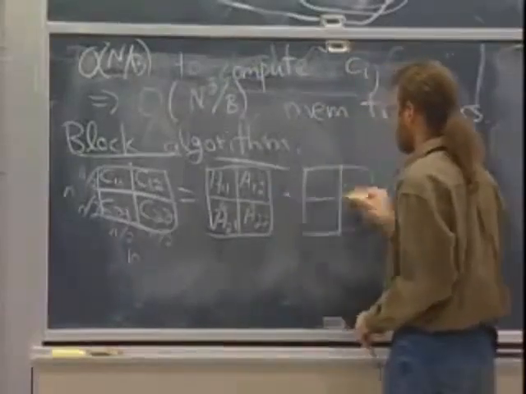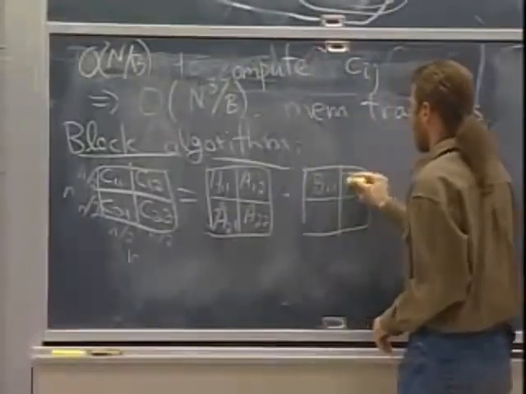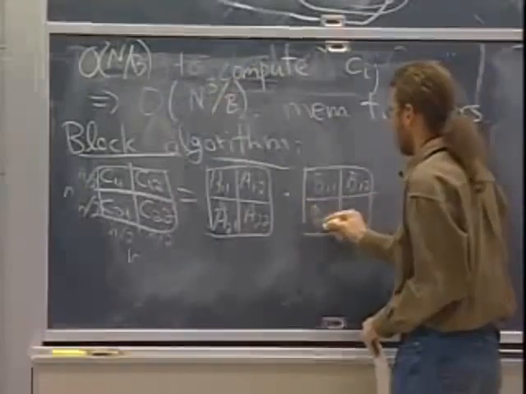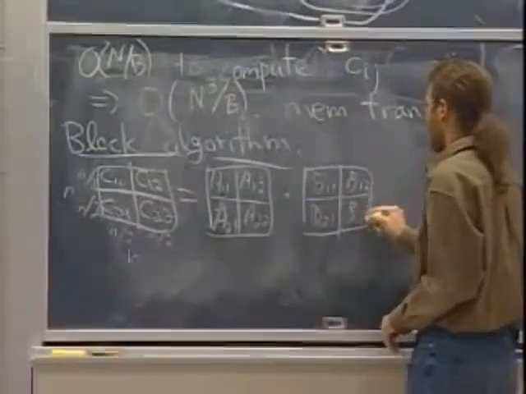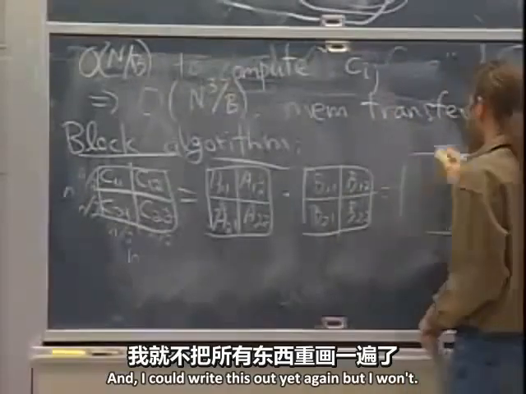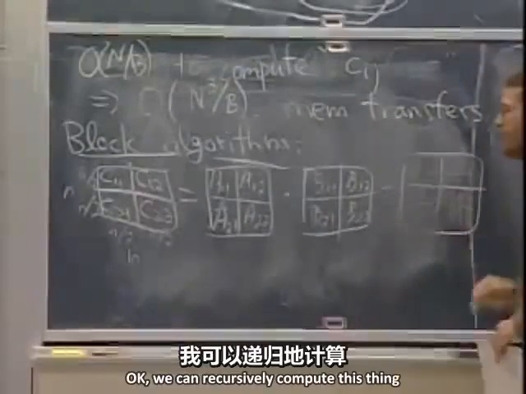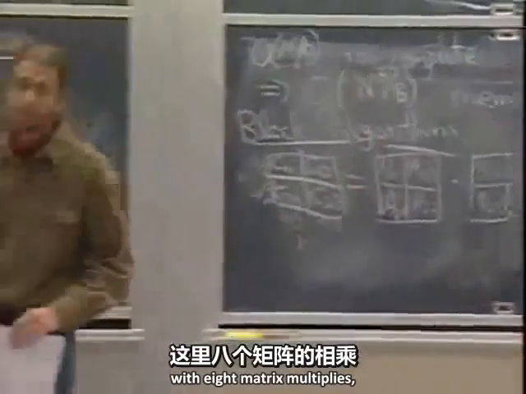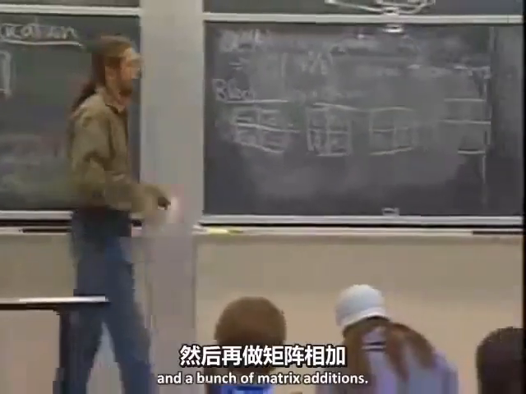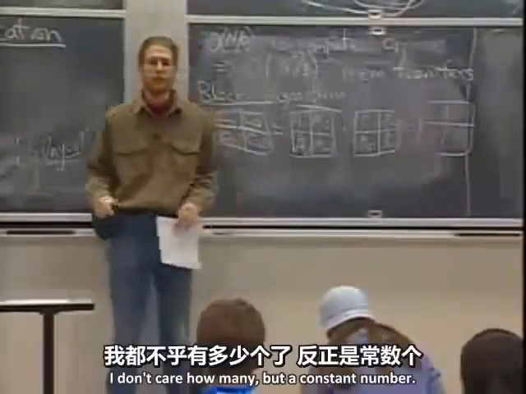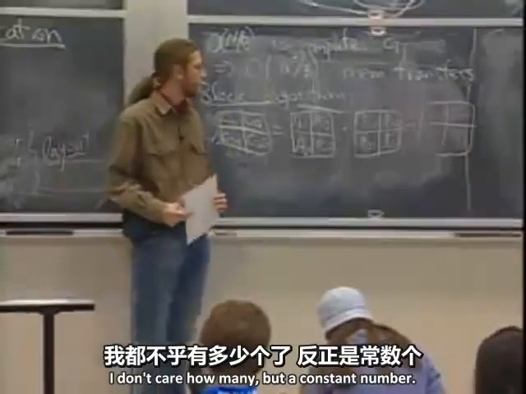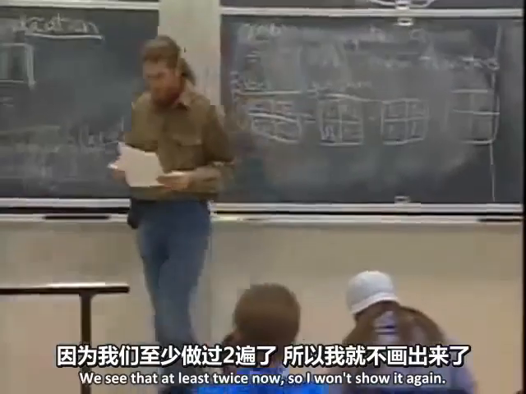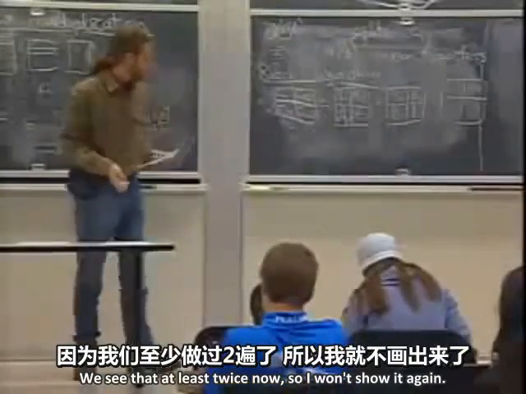Times whatever. And I could write this out yet again, but I won't. Okay? We can recursively compute this thing with 8 matrix multiplies and a bunch of matrix additions. I don't care how many, but a constant number. We've seen that at least twice now, so I won't show it again.